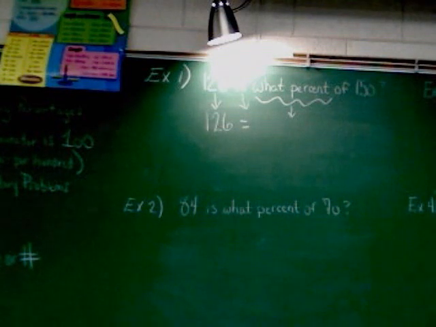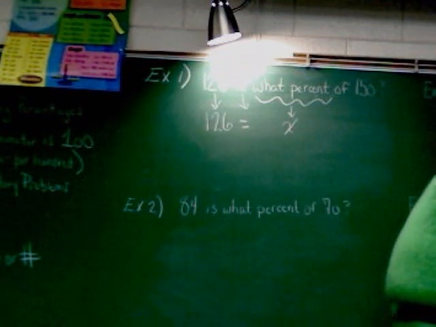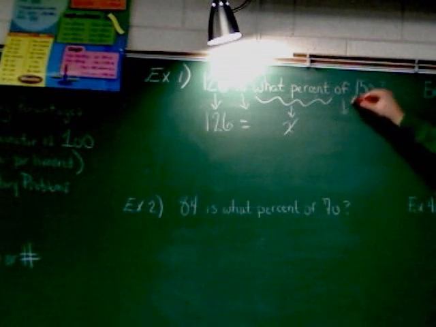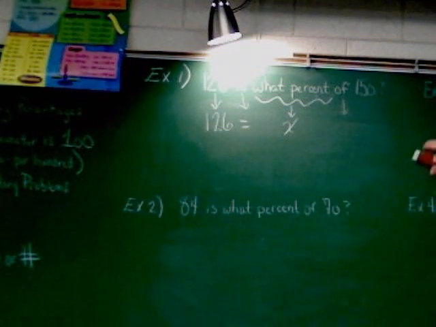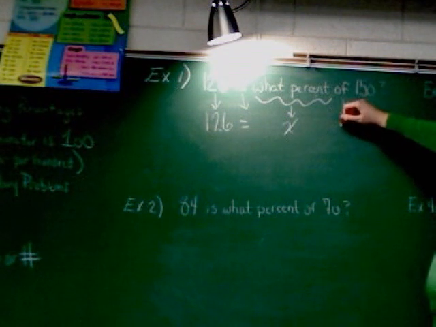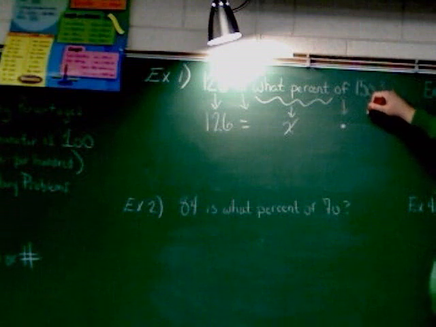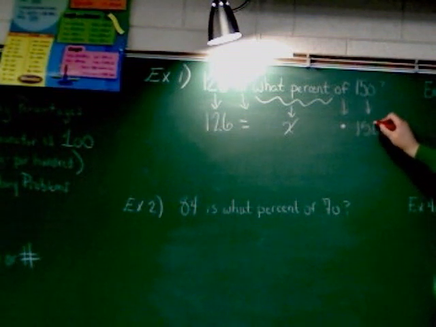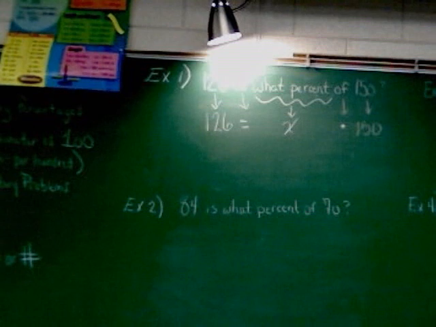The next thing I have in that statement says what percent. Well, as I said, the what, whether what number or what percent, is going to translate out as your variable. Here's where I'm going to drop my variable in. You can pick whatever variable you want. I'm going to choose x. The next thing says of. Of is where you're going to drop a times sign in. And then 150 translates as 150. So you can see I'm solving 126 equals x times 150.